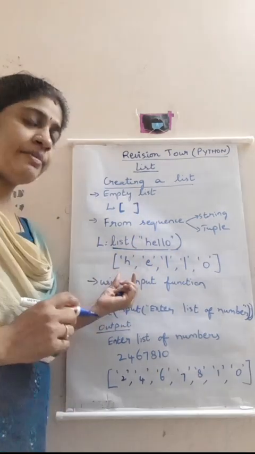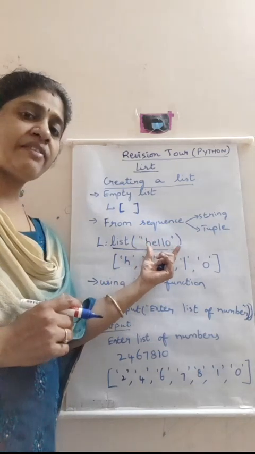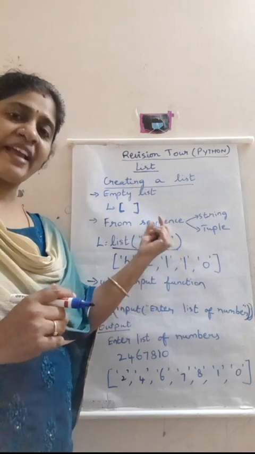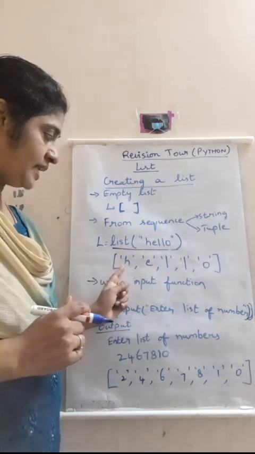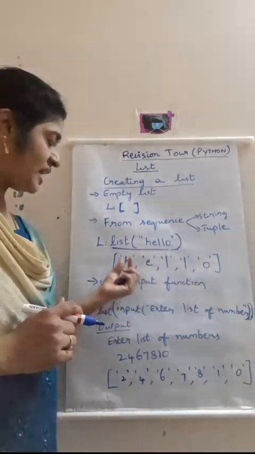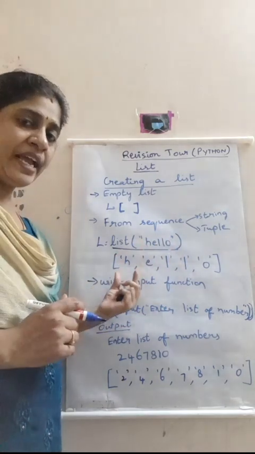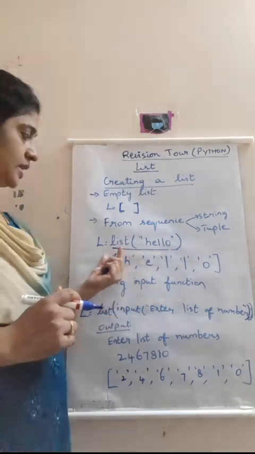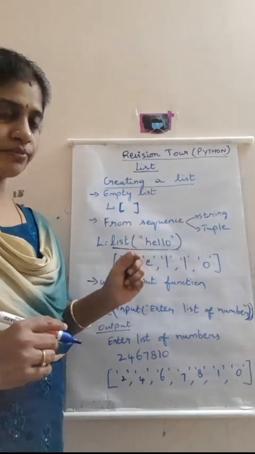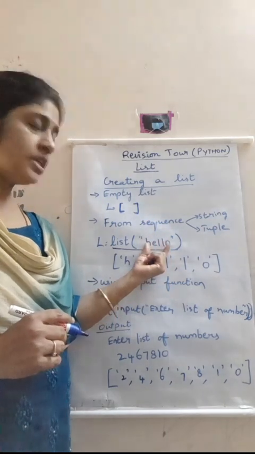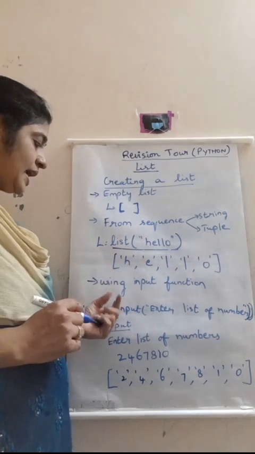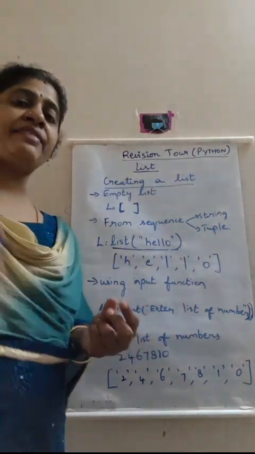So the value of L will be, the string will be converted into a list. Every element of the string will become an element of this list, and the list will be created as H, E, L, L, O, like this. Each character will turn into an element of the list. So you can create a list from a sequence also, from a string. If you pass a string to list, it will return a list object.